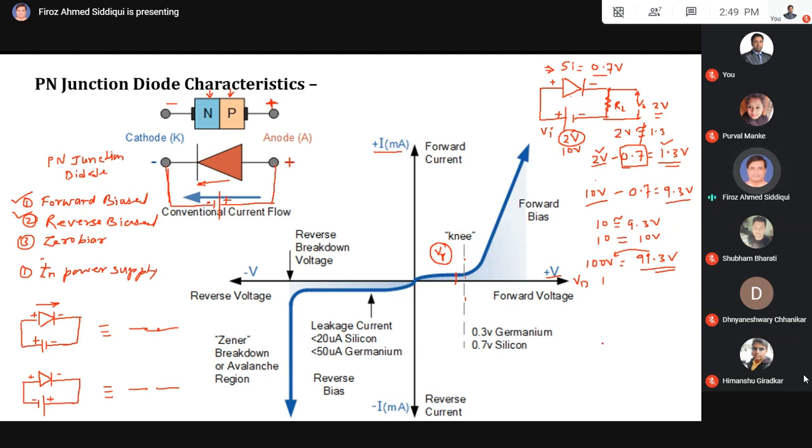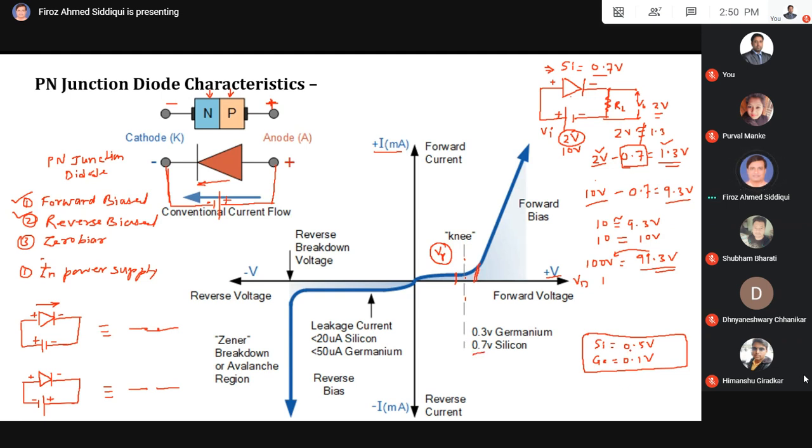So for silicon it is 0.5 volt, and for germanium it is 0.1 volt. These are the standard voltages. But what is 0.7 volt then? The 0.7 volt is the voltage across the diode when it starts conducting. That means at this point, you can say this knee voltage is the 0.7 volt.